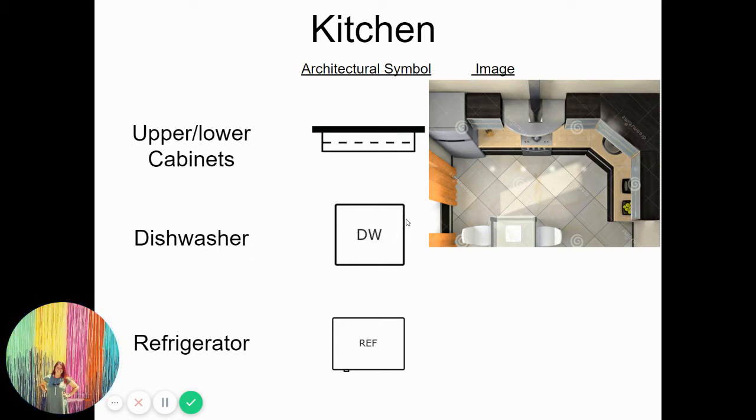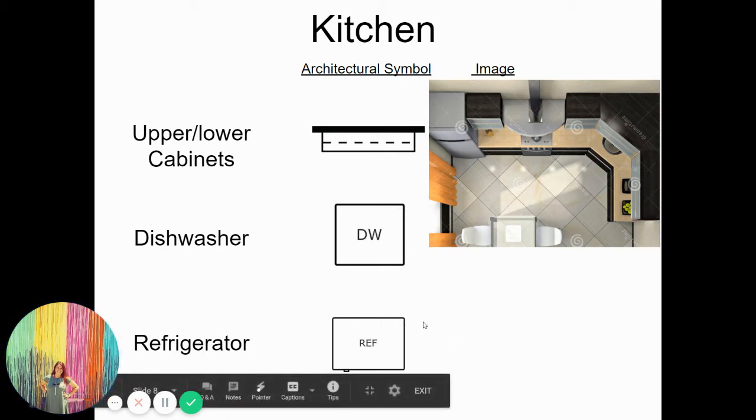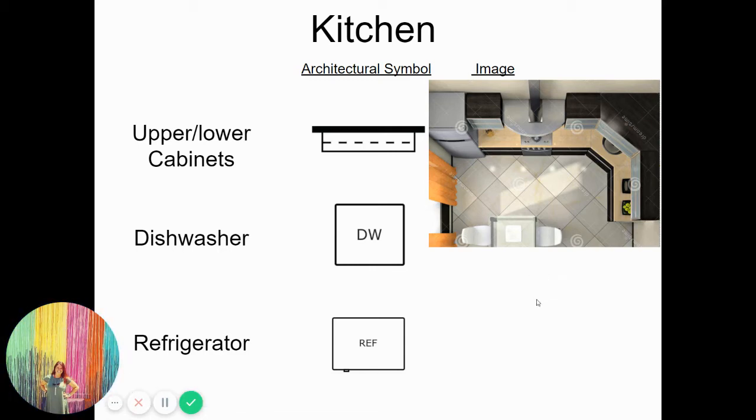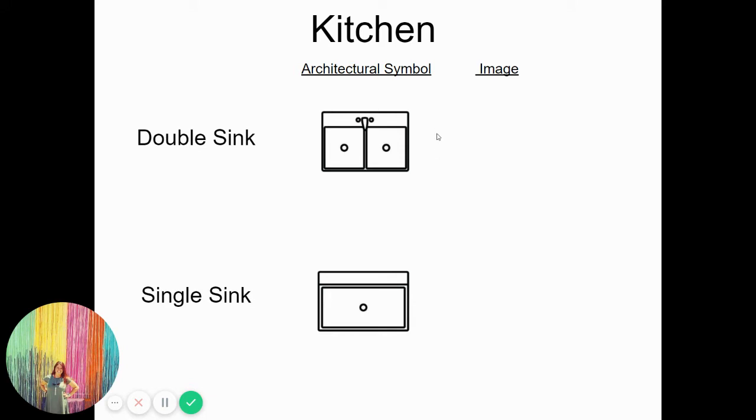The symbol for dishwasher is so easy. It's literally a square with a DW in it for dishwasher. And refrigerator is also literally a square with REF in it for refrigerator. In this example, it has a little shape there for a handle, but that's not always a common thing. I did not put pictures of a dishwasher and refrigerator on here because I hope you know what those look like. And next, we have double sink or single sink.